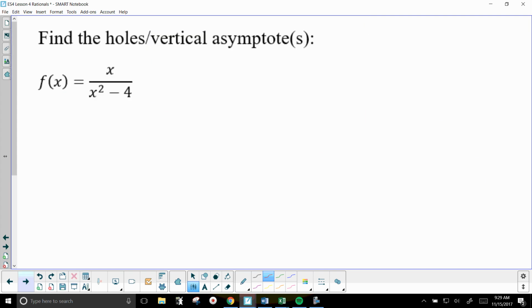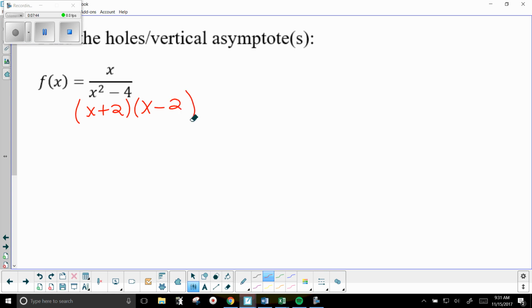Okay, do all of the above on this one. Domain, holes, vertical asymptotes. Figure out all 3 of them. So this would be x plus 2, x minus 2, the difference of squares, right? So the domain would be all real numbers, but x cannot equal 2 and -2.